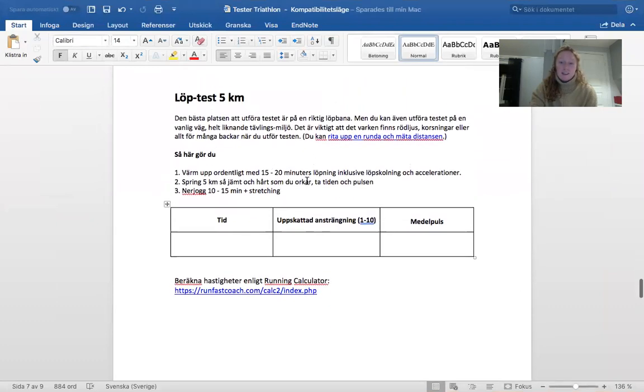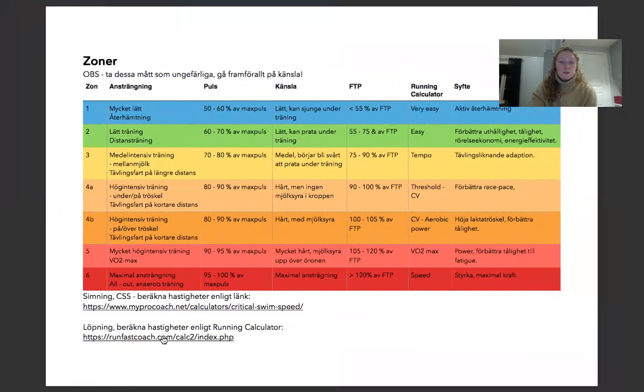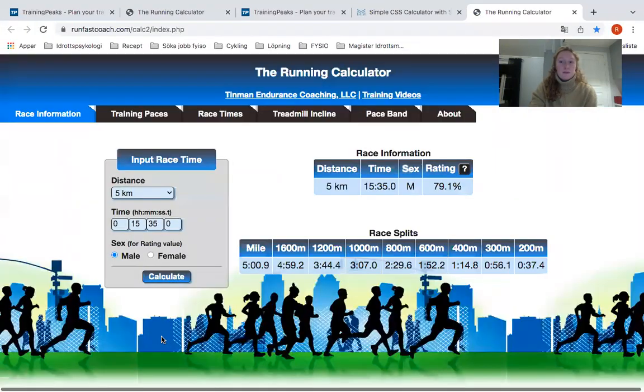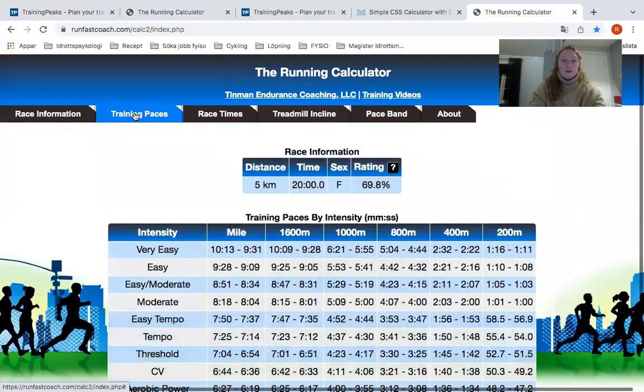We head into the running. The most important part here is the time that you get out from it. Okay. So when you have the time, you go back to the zones. Press this one here, the running calculator. You take in your time, male or female, and calculate. From that, you head into training paces.